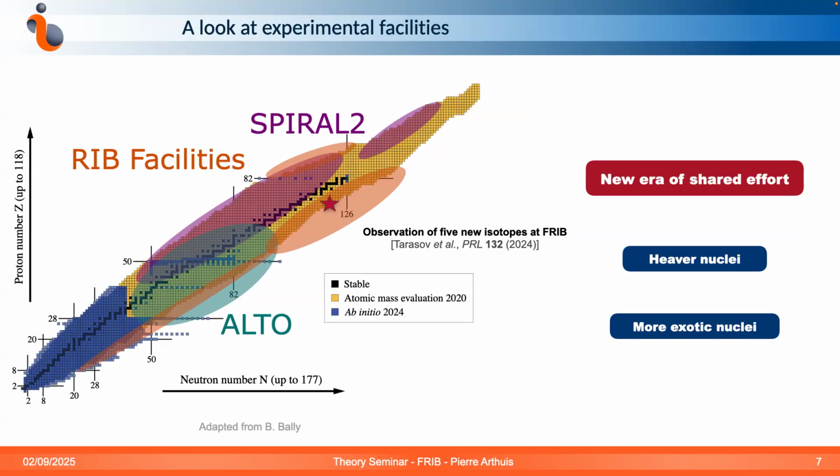So we're already at the beginning of a new era of shared efforts with our experimentalist colleagues towards heavier nuclei, towards more exotic nuclei also. Exotic meaning most of the time going away from the valley of stability. And this is particularly exciting because for a long time, with the methods that we had, it was hard to give meaningful results to our experimentalist colleagues. This has been changing lately, and that's really a great thing for us.